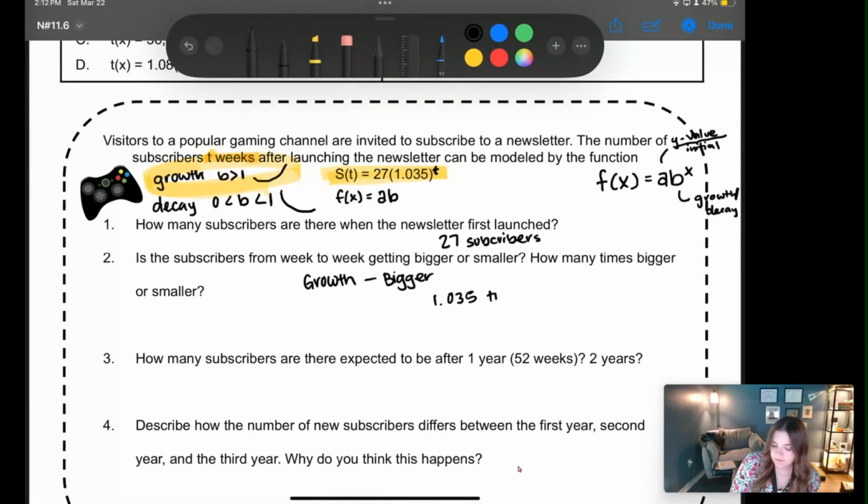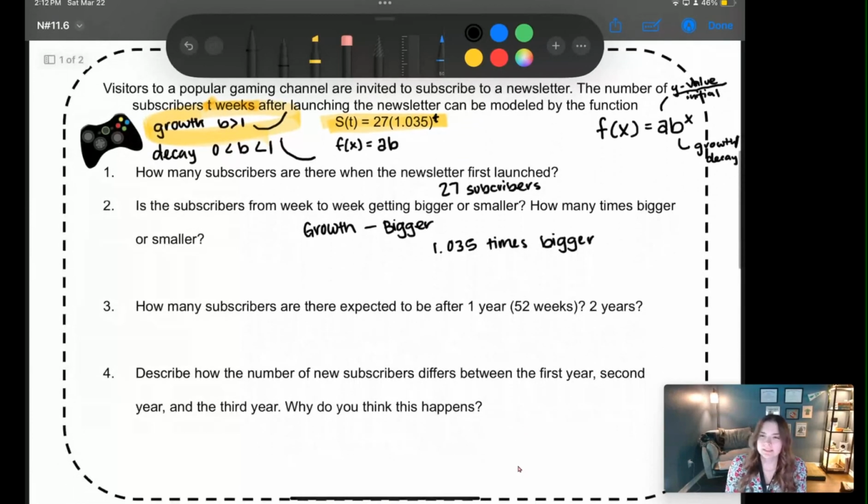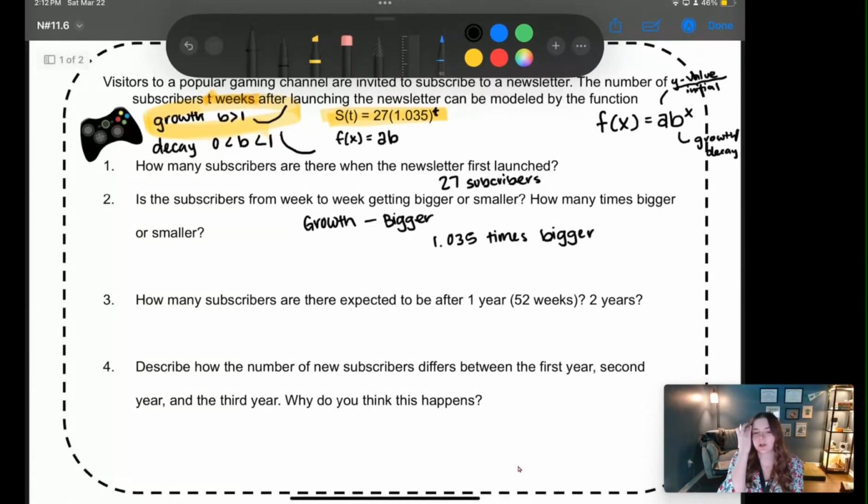1.035 times bigger. All right, so let's look here. This next one's where it gets a little bit different than what we've talked about before. It says, how many subscribers are there expected to be after 1 year or 52 weeks? What about 2 years? Well, let's look at this formula here.